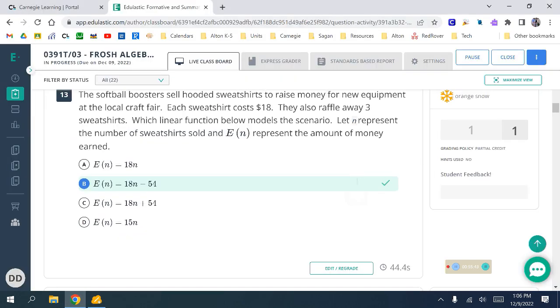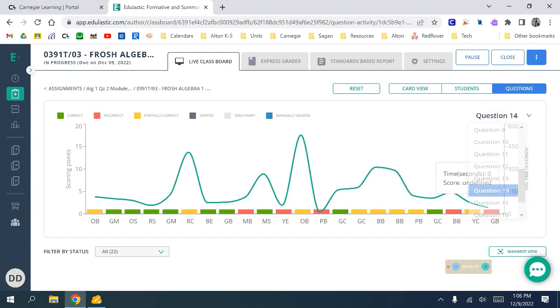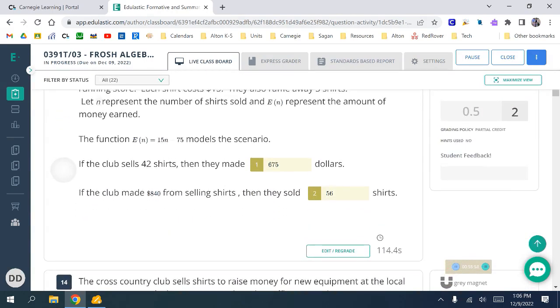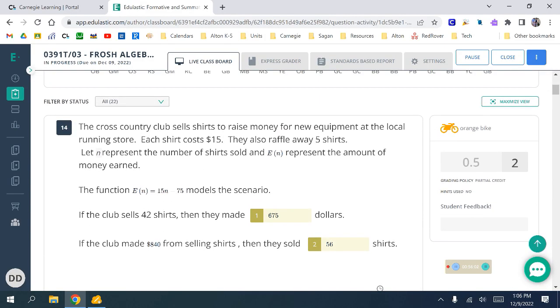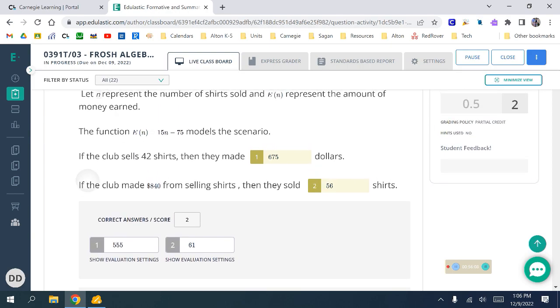Let's look at question 14. All of a sudden we drop off quite a bit. I got a few greens, not enough. I got some yellows, that's okay, but here it is. The answers should have been 555 and 61. When I look at these two answers from this particular student, they're close.